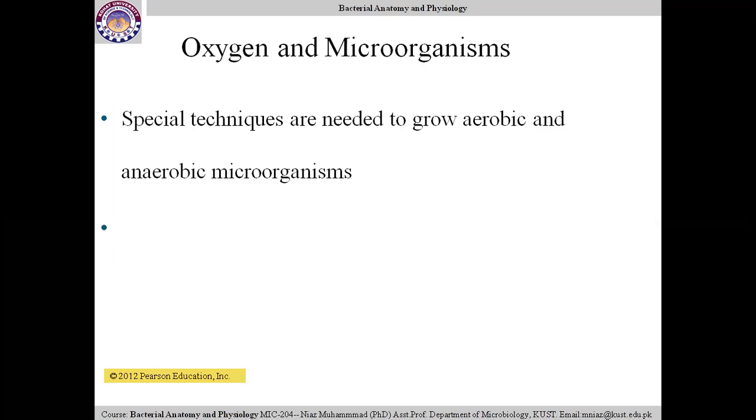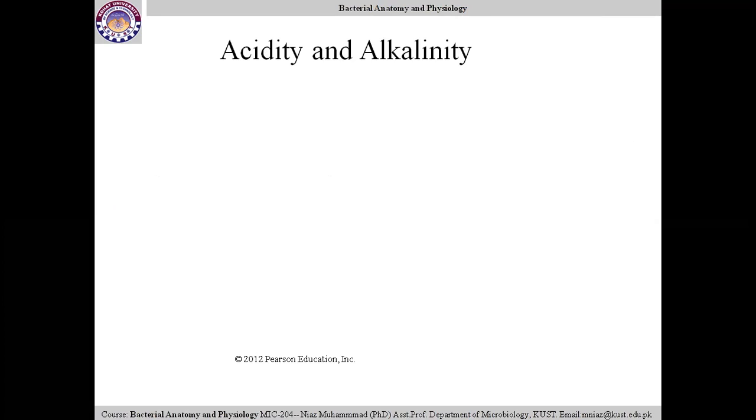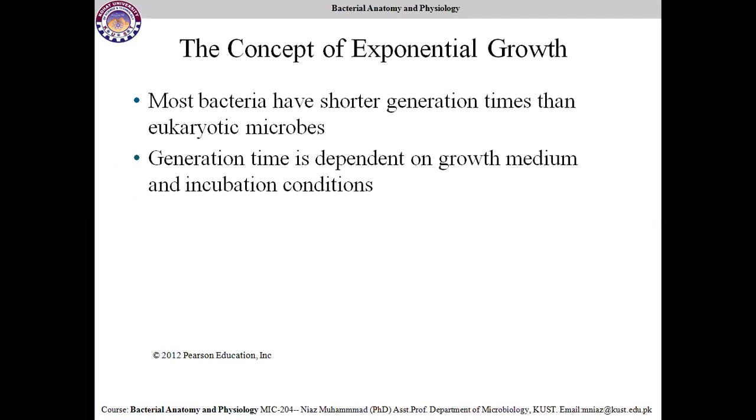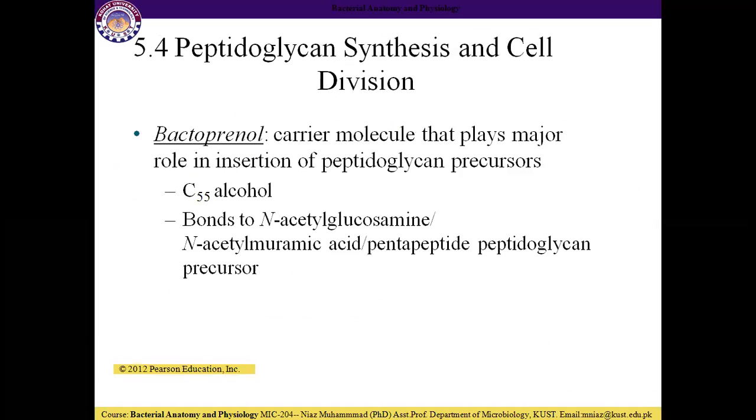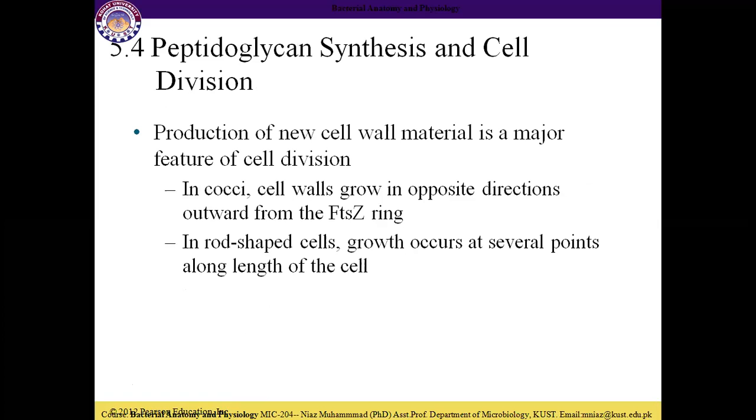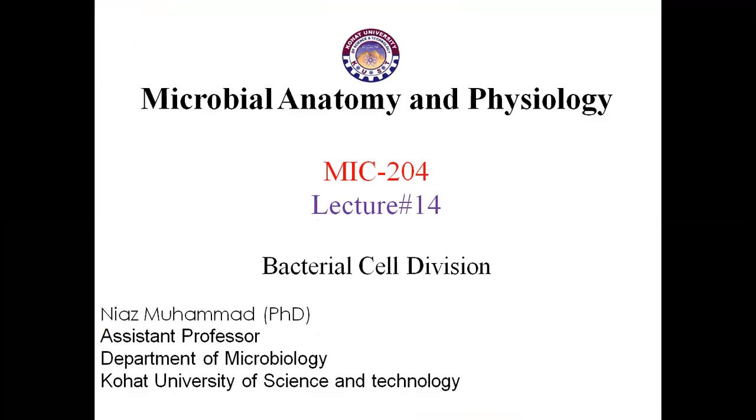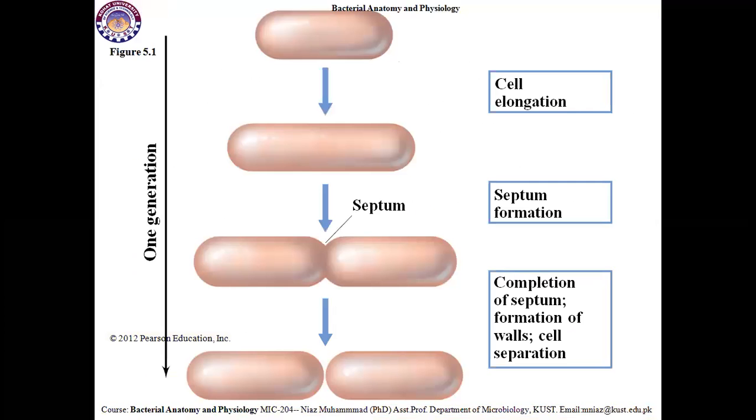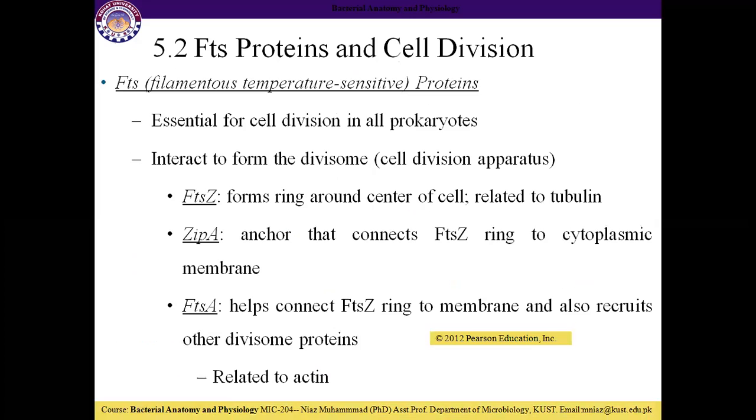If you go back, we have studied the bacterial cell wall and bacterial cell division, where it was stated that the cell will elongate, a septum will form, and after completion of the septum the cell will be divided into two. The mechanisms, and the proteins and enzymes responsible for this, have been studied here.